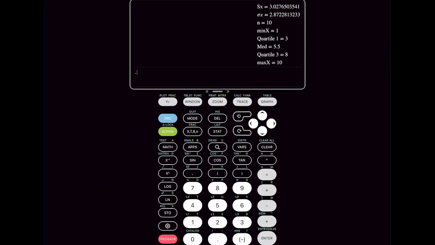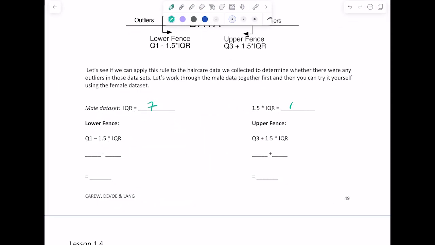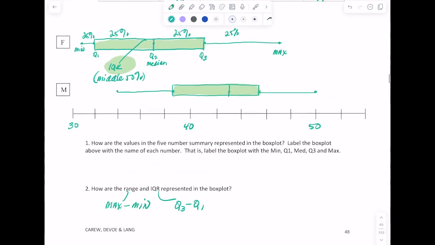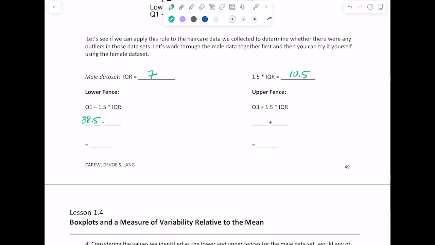What we're going to do is take 1.5 times the IQR. So I'm going to pull up my calculator and we're going to do 1.5 times 7, which is 10.5. Now I'm going to take my Q1 and subtract 10.5. The first quartile for males was 38.5, and subtracting 10.5 you get 28. Then I'm going to take my third quartile and add 10.5. The third quartile for males was 45.5 plus 10.5, so that comes out to be 56.